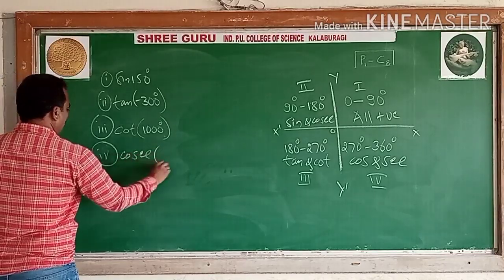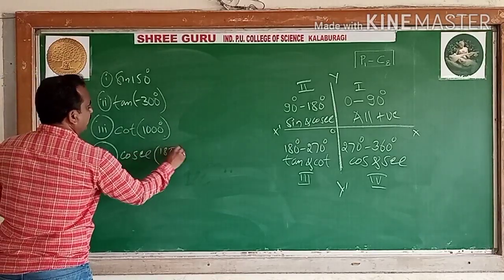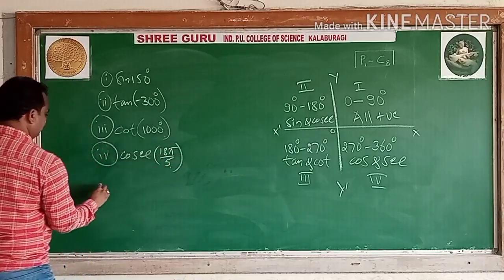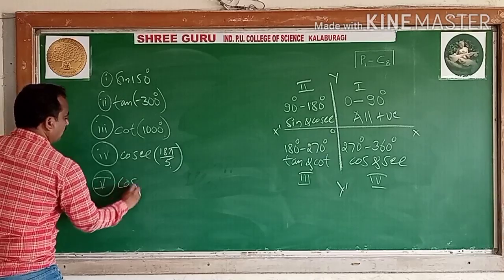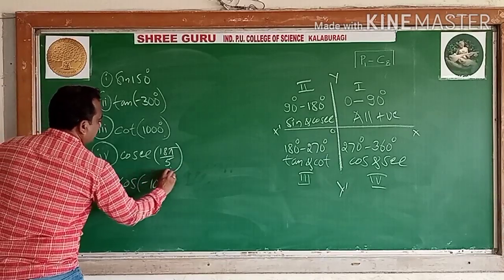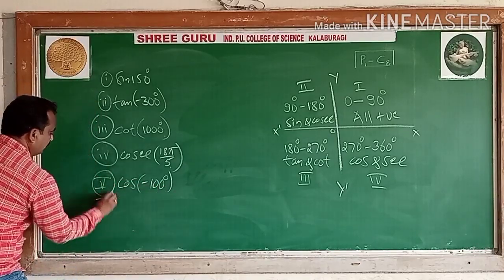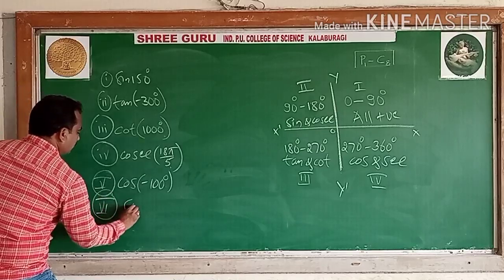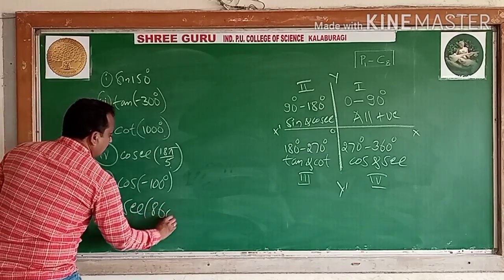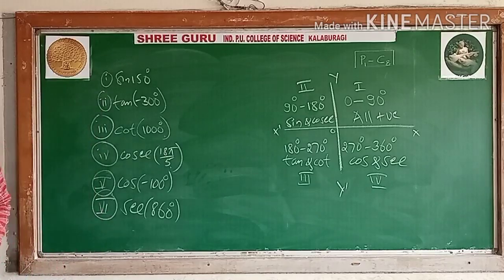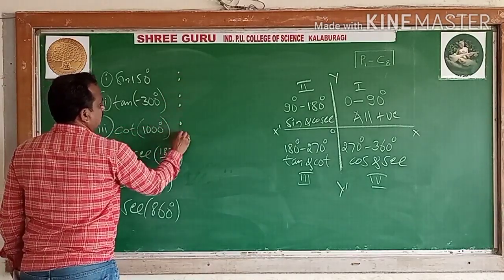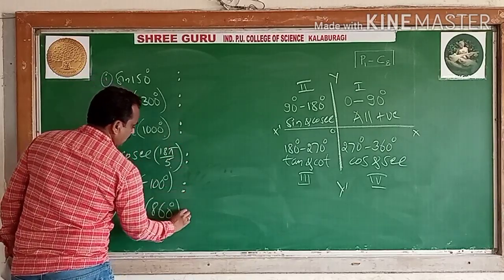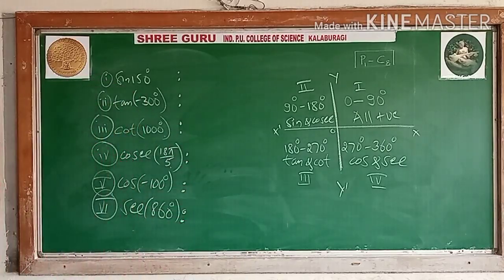You can take one more, in terms of radian also, cosec of 18 pi by 5. Cos of minus 100 degree. And the last one is secant of 860 degree. Let us discuss all these examples one by one here.